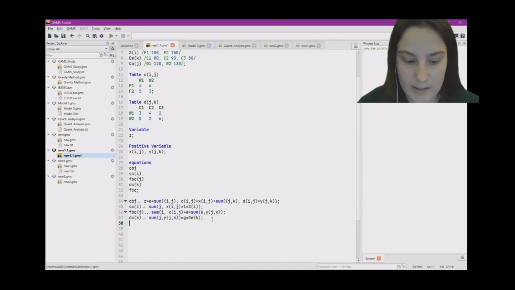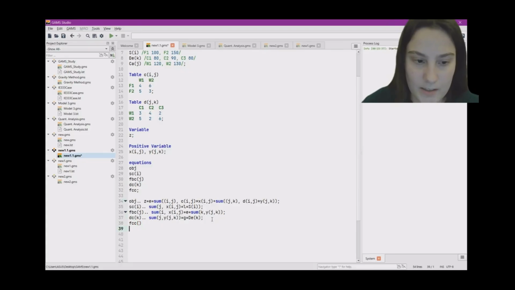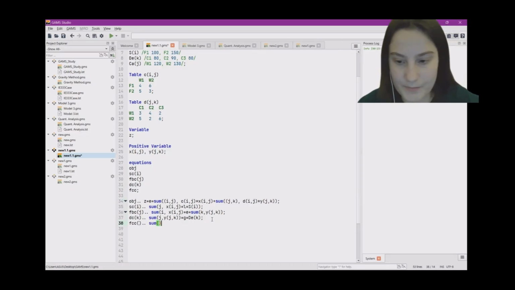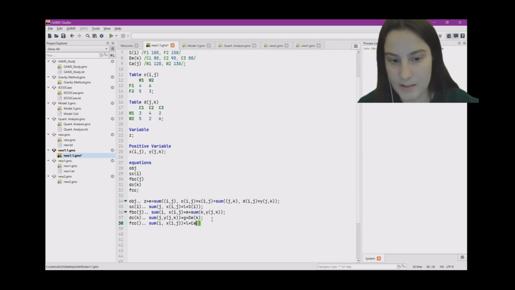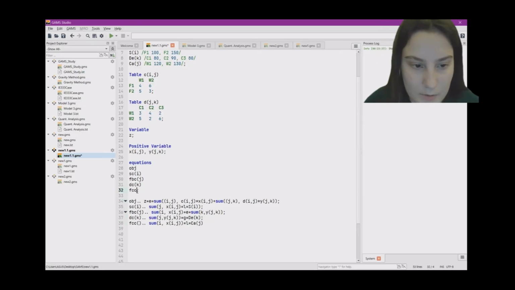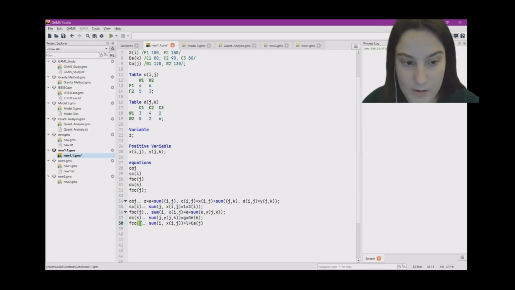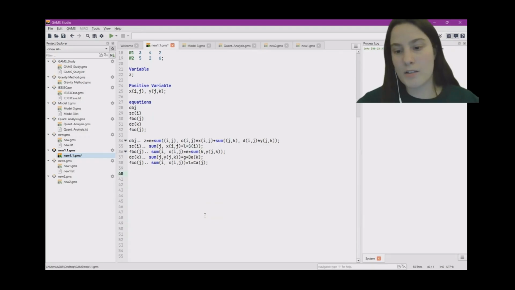Then we have the next constraint, FCC, so the facility capacity constraint. Let's write that down. Sum of I, and then we're going to say X(I,J), and that's going to be less than or equal to capacity(J). And then we're going to put J here, because how else is J going to increase?